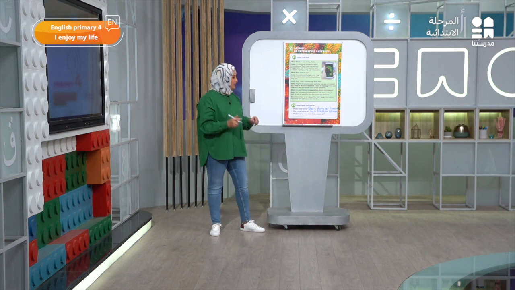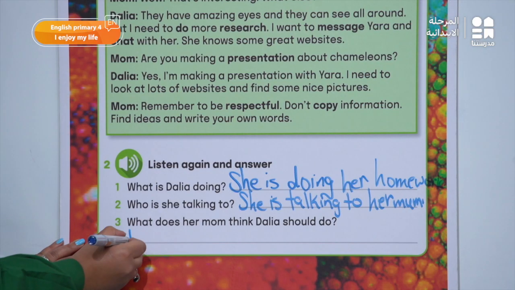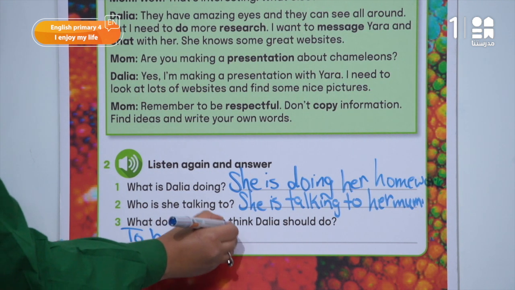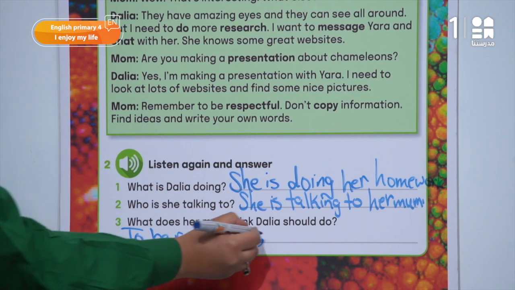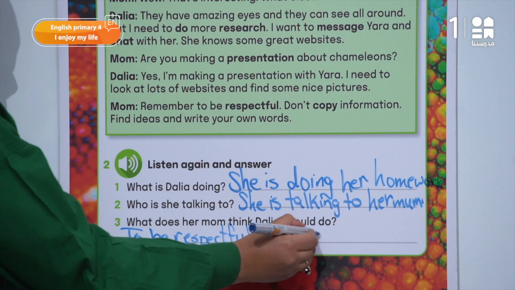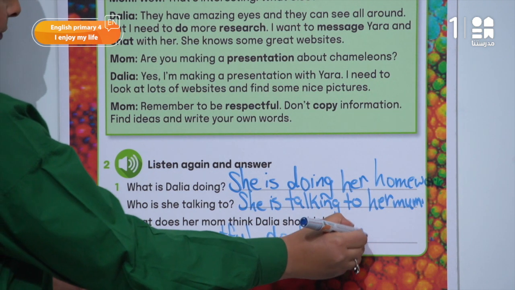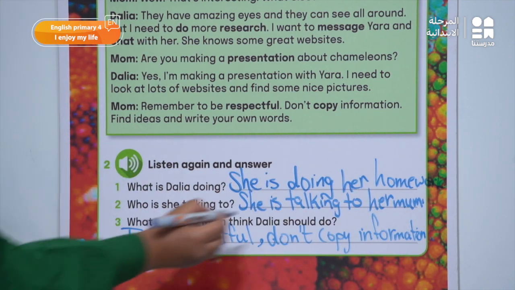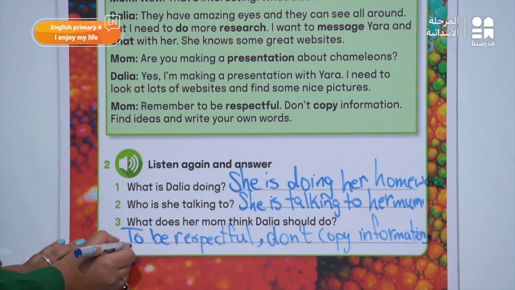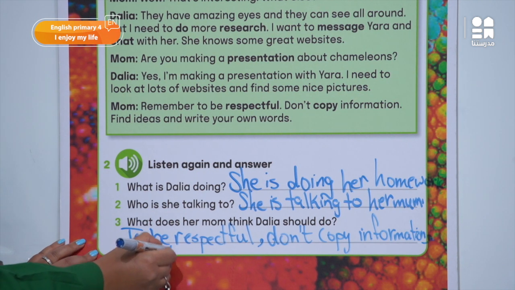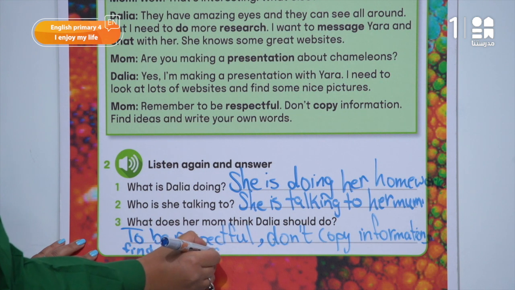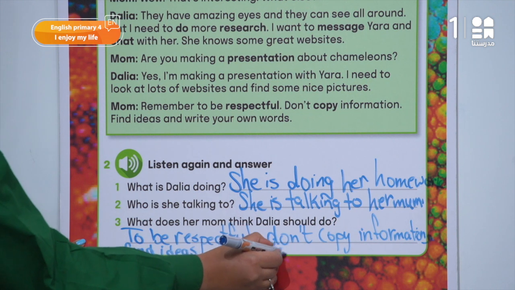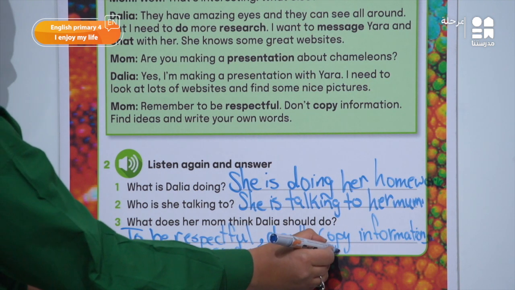So let's write this down. To be respectful, comma, don't copy information, comma, find ideas, and write her own words.